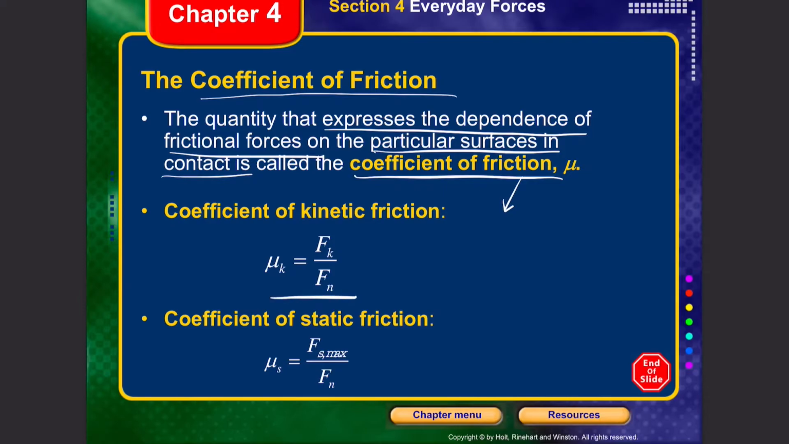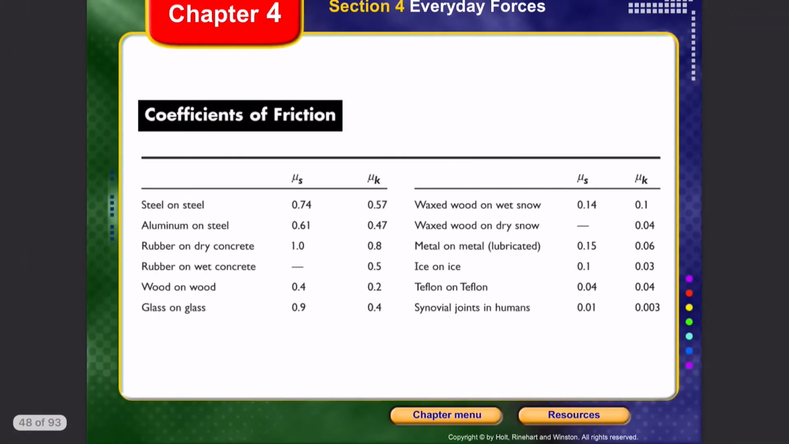Now, the coefficient of kinetic friction is the kinetic frictional force divided by the normal force, while the coefficient of static friction is the maximum static friction divided by the normal force. So we use mu s and mu k on different surface combinations. For example, wood on wood would have a mu s of 0.4 while mu k would be 0.2. Ice on ice would be 0.1 for mu s and 0.03 for mu k. And steel on steel would be mu s 0.74 while mu k is 0.57.